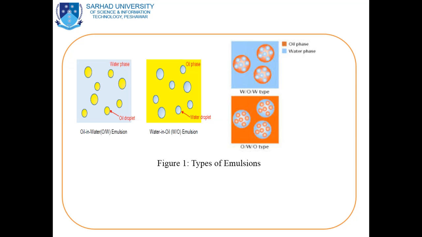Emulsion may be classified on the basis of therapeutic classes, for example, antibiotic containing emulsion or any other type of emulsion that is used for therapeutic activity, and on the basis of therapeutic activity we can also classify pharmaceutical emulsion.